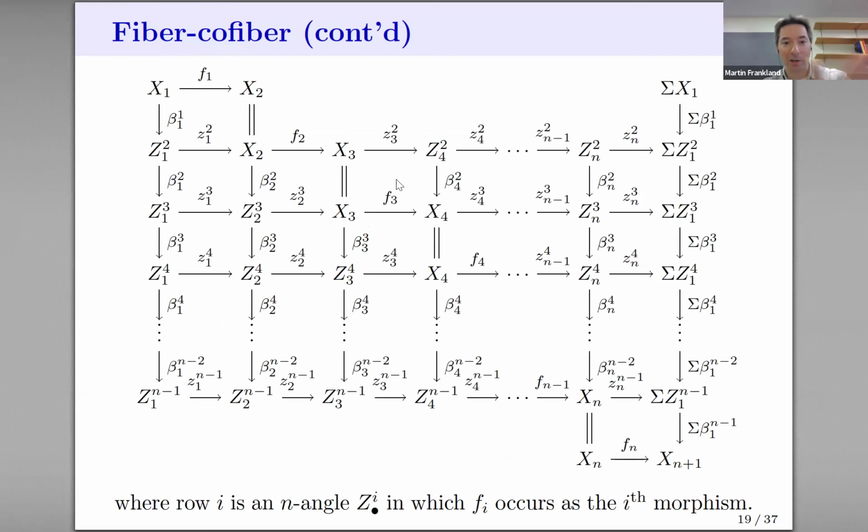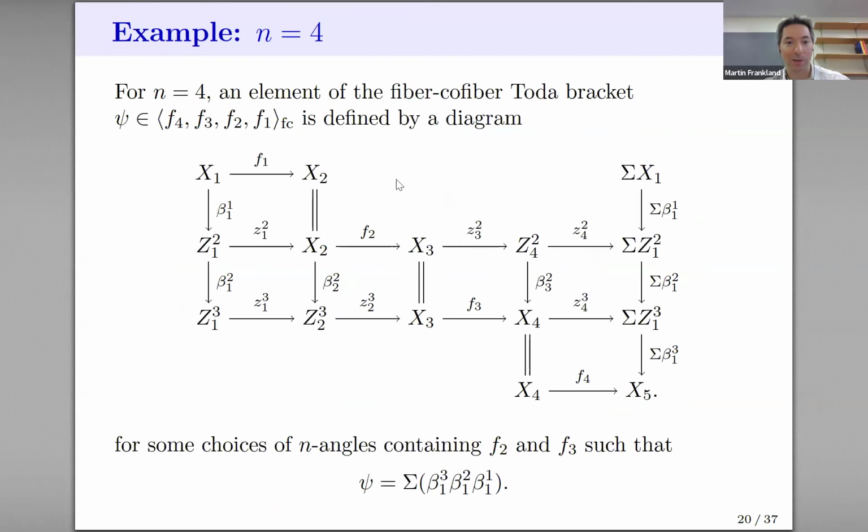Well, first, just to digest this big diagram, let's specialize to n equals 4. You've got your 4 maps in a row. You'll use four-angle extensions of the middle two, F2 and F3. And then this staircase diagram connecting them all. And this composite right here is an element of the fiber-cofiber Toda bracket in that case. All right, big diagrams. I like diagrams. So far, so good.